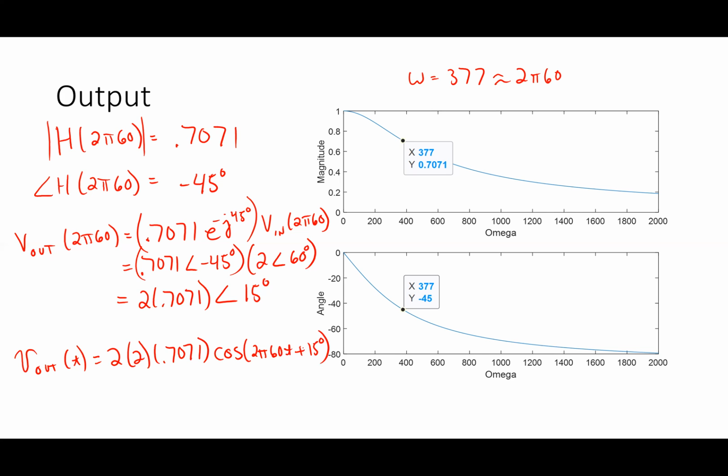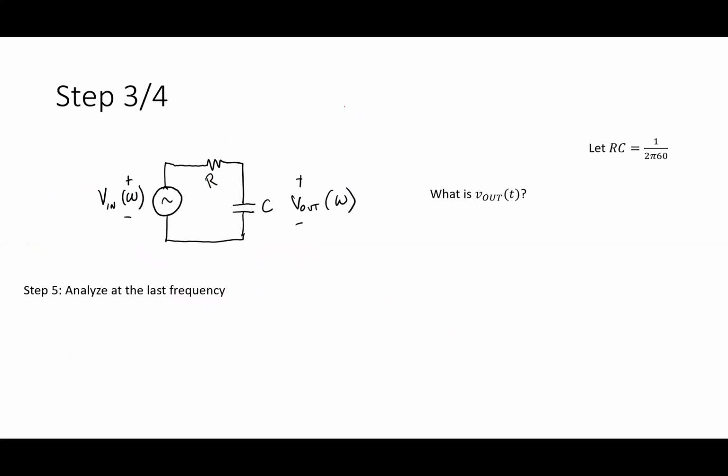Okay. All right. So what this tells me is that the output got a little bit smaller, right? The output is basically about 70% of what it would have been at DC, which is an interesting fact. So let's keep going with this. We have one more frequency to look at. In this case, omega equals 2 pi 180 radians per second, okay?